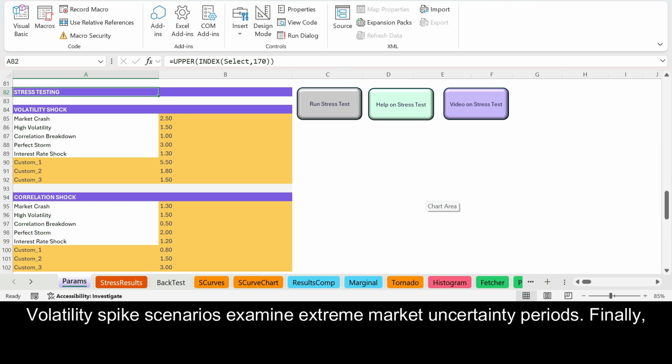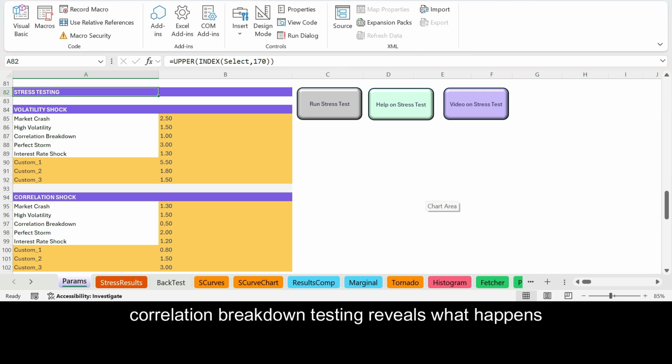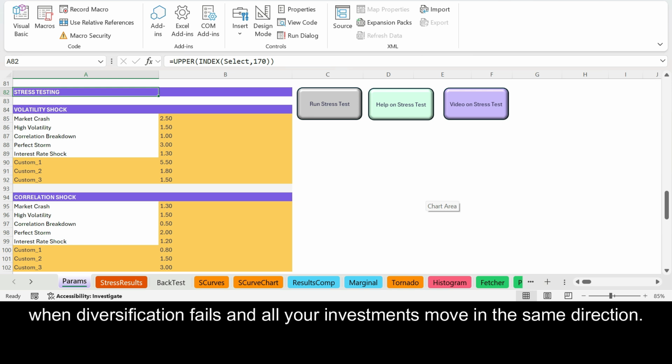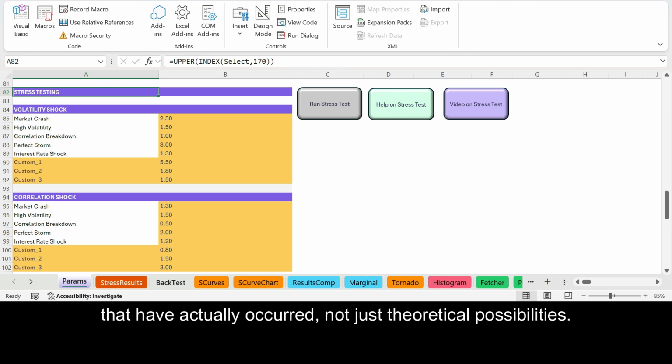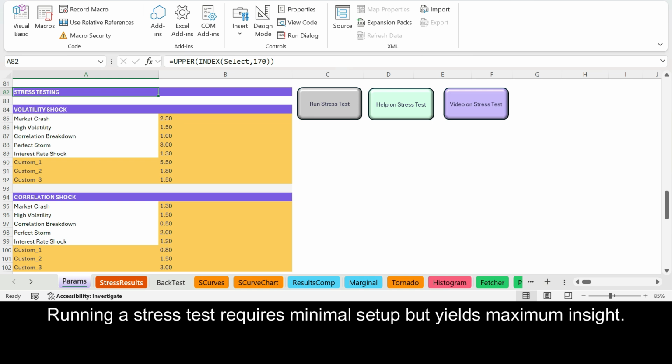Volatility spike scenarios examine extreme market uncertainty periods. Finally, correlation breakdown testing reveals what happens when diversification fails and all your investments move in the same direction. Each scenario is based on historical crisis events, so you're testing against real market conditions that have actually occurred, not just theoretical possibilities. Running a stress test requires minimal setup but yields maximum insight.